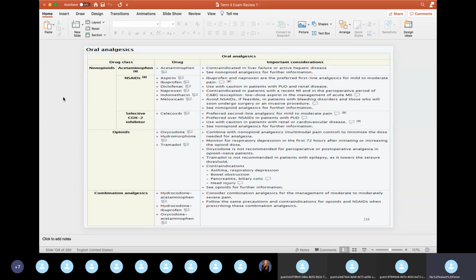If I overdose with acetaminophen, what are you going to give me? What's the treatment? Acetylcysteine. Excellent. N-acetylcysteine. So next, NSAIDs. Aspirin, ibuprofen, right? Diclofenac, naproxen, indomethacin, meloxicam. So let's focus on NSAIDs. What's the pathway for your NSAIDs? Your arachidonic acid, right? Metabolite pathway. So first you have membrane phospholipids. From membrane phospholipid to what?